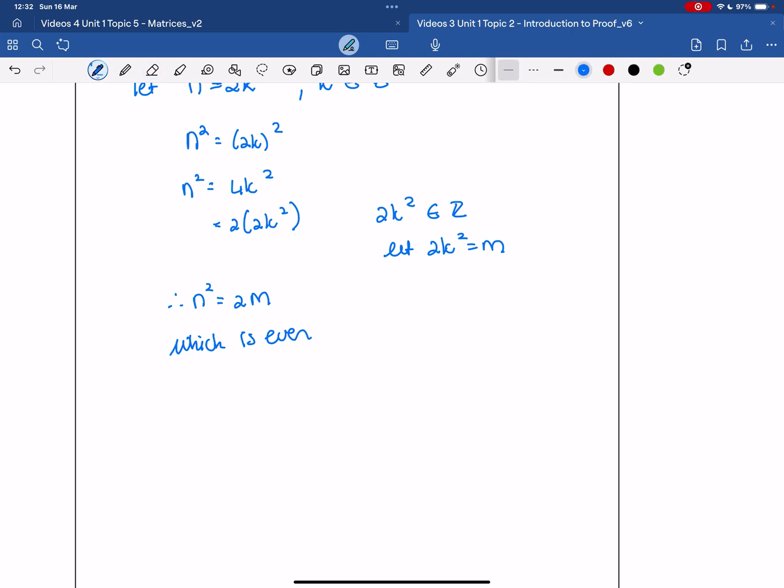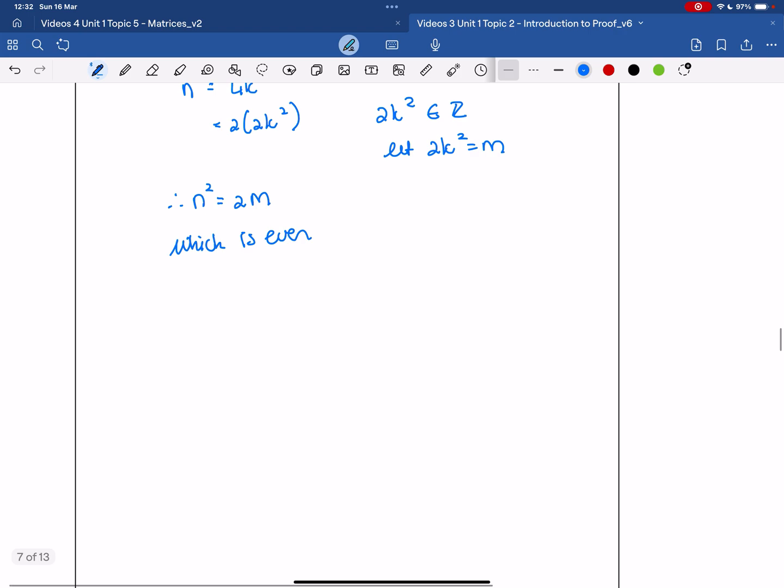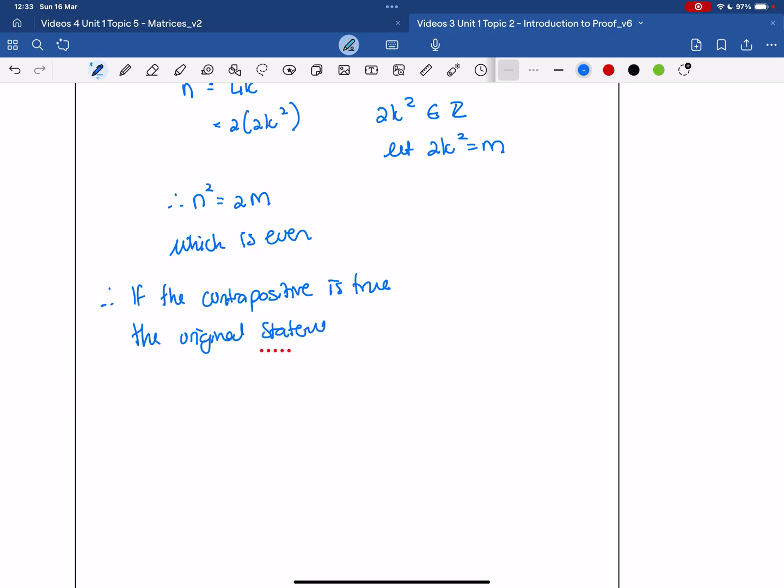So the way contrapositive works, that if you can show that your contrapositive statement is true, then our original statement is true. So therefore, if the contrapositive is true, the original statement must be true, and so therefore n squared being odd implies that n is odd.